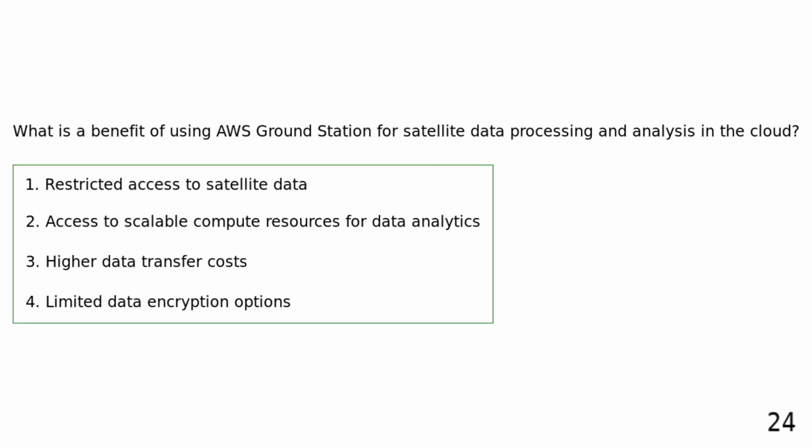What is a benefit of using AWS Ground Station for satellite data processing and analysis in the cloud? Restricted access to satellite data. Access to scalable compute resources for data analytics. Higher data transfer costs. Limited data encryption options.